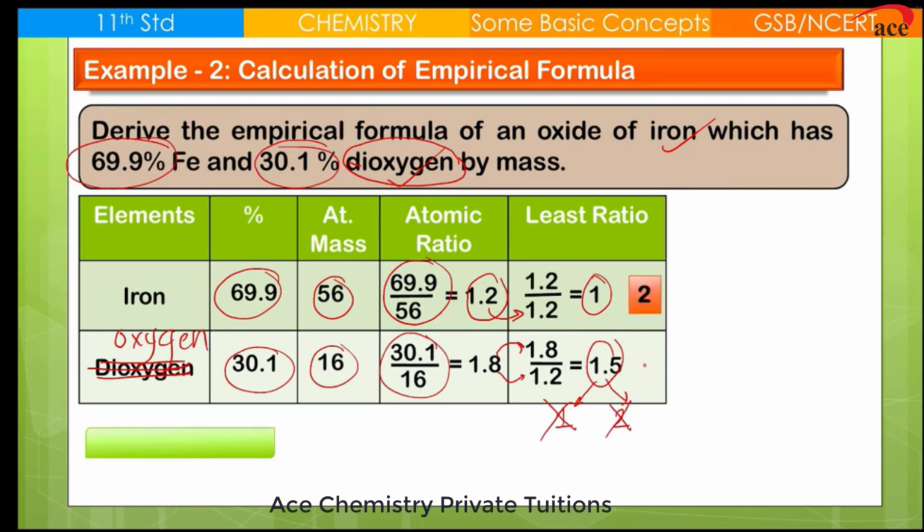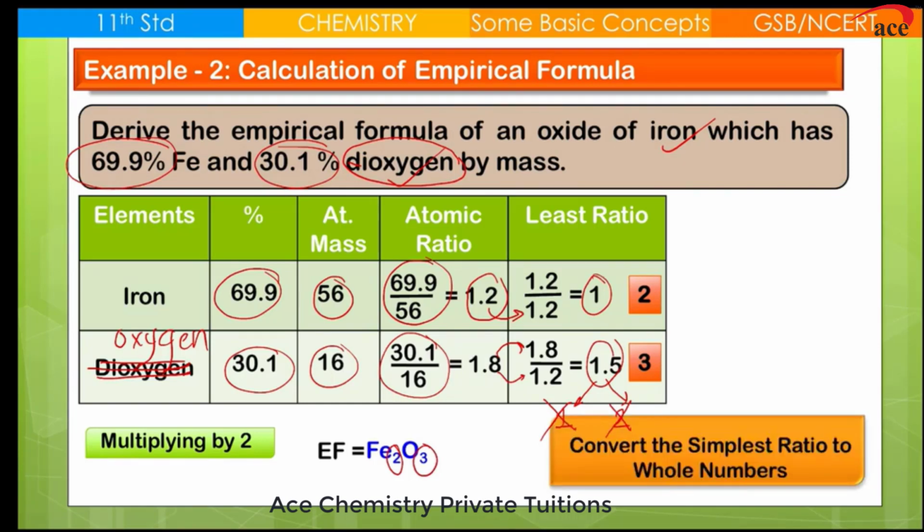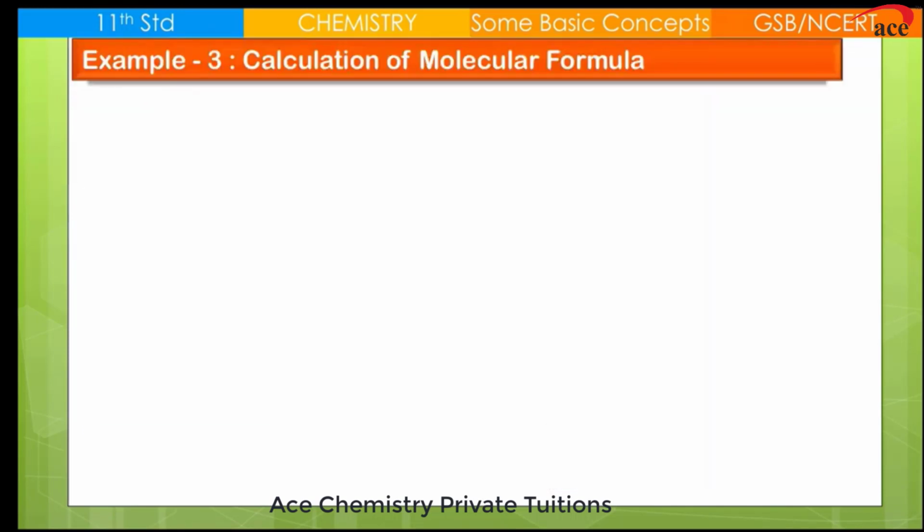Correct. Double it. When you double it, 1 will become 2 and 1.5 will become 3. So multiplying by 2 will give you the empirical formula. Fe will be 2 and oxygen will be 3. Fe2O3. That's the formula of the compound. Correct. Coming to the next. So we have converted simplest ratio into whole numbers.